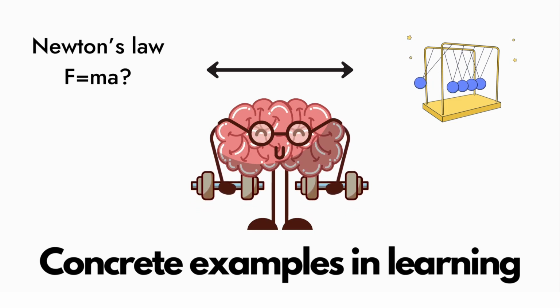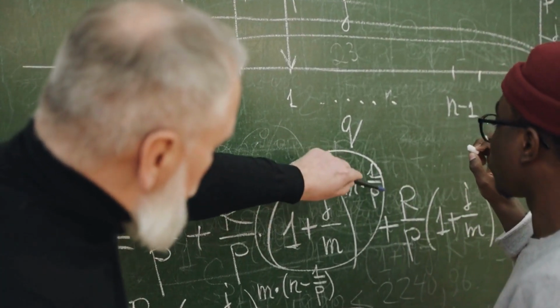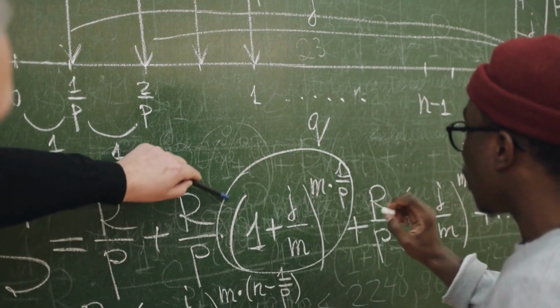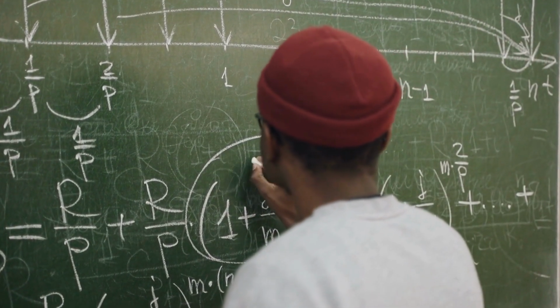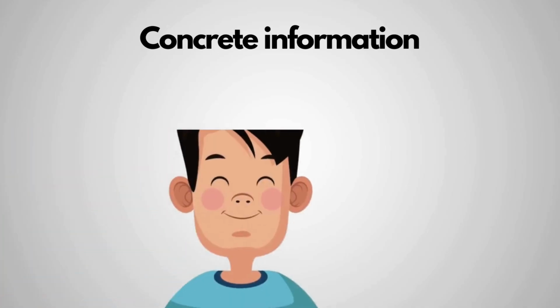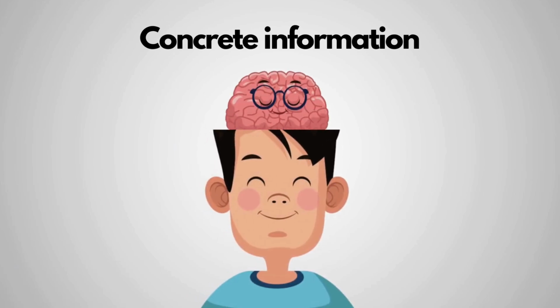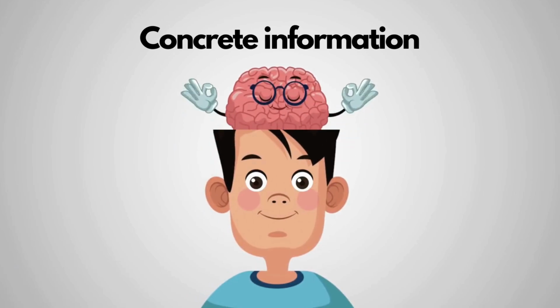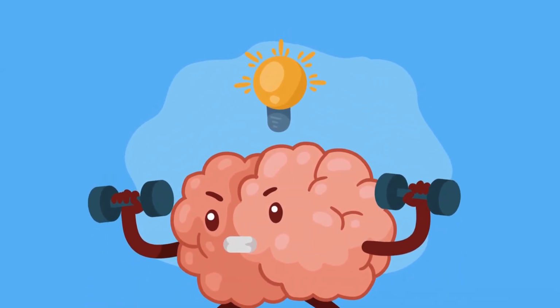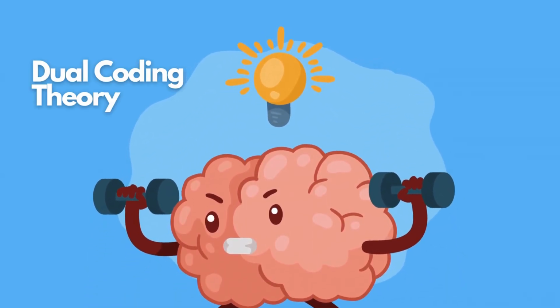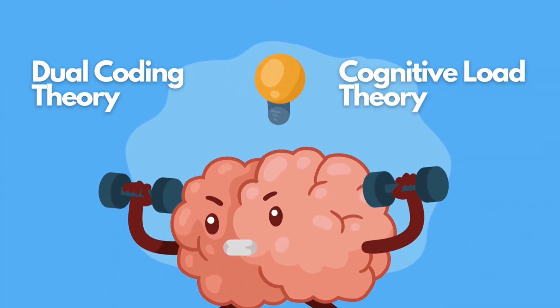Let's get started. Abstract ideas are everywhere in education, from concepts like theories in physics to ecosystem balance in environmental studies. But here's the catch. Our brains are wired to grasp concrete information far more easily than abstract notions. The effectiveness of concrete examples in education is grounded in dual coding theory and the cognitive load theory.